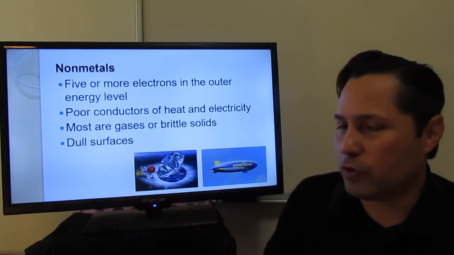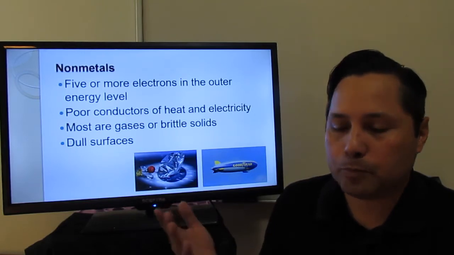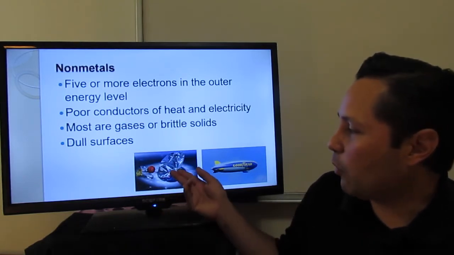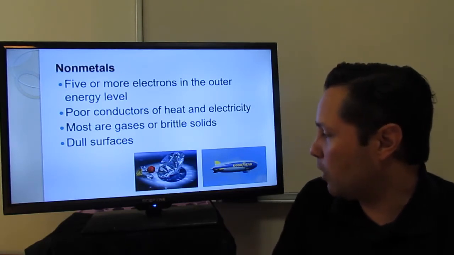They have dull surfaces. Now in chemistry there's always exceptions. So for example, diamonds are very hard and they're also nonmetals and they're very shiny as well.